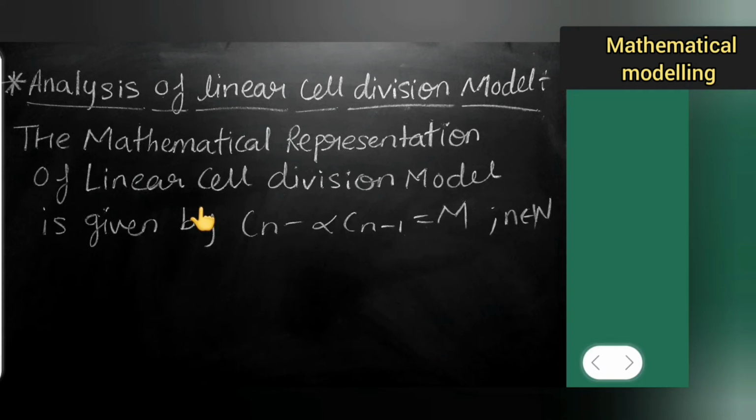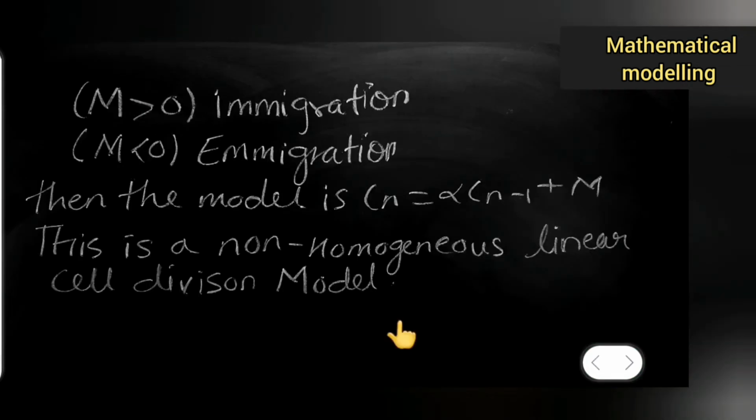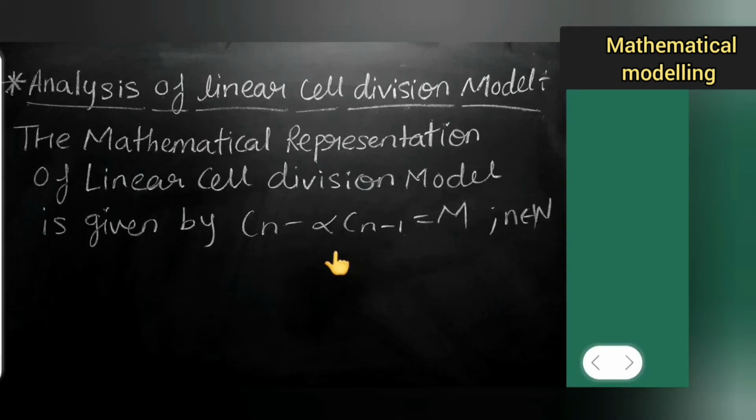Now let us see the analysis of the linear cell division model. The mathematical representation of the linear cell division model is given by Cn minus alpha into Cn minus 1 is equal to m, where n belongs to natural numbers. What I have done here is taken Cn as it is, then this term, coming to this other side, becomes negative because it is positive already. So Cn minus alpha into Cn minus 1 is equal to m, for all n belonging to natural numbers.